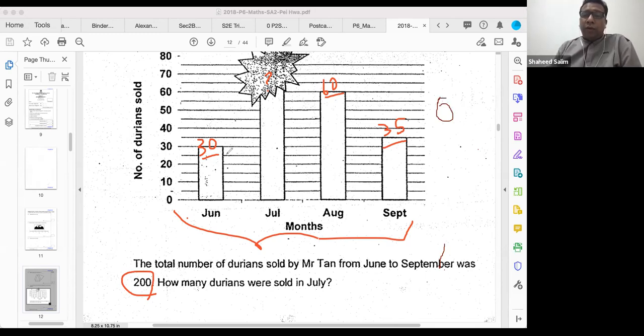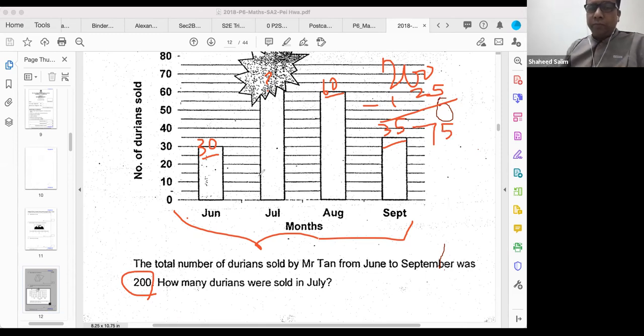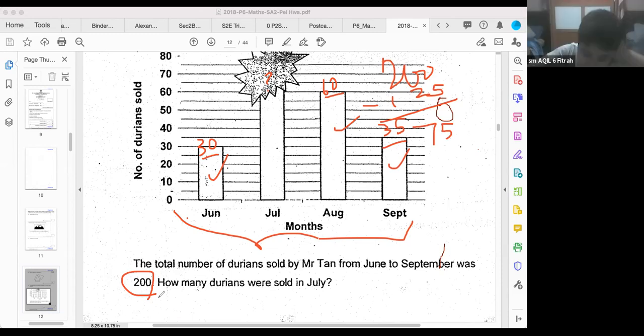Okay, you say 125, correct? Together 125. So take 200 minus 125. Come on, you get 75. 75 is the answer. Very easy, because they tell you everything is 200. 125 is for this plus this plus this. You must take 200 minus 125. You know why minus, right? Because June plus July plus August plus September is 200. Minus, not plus. Minus. Okay.